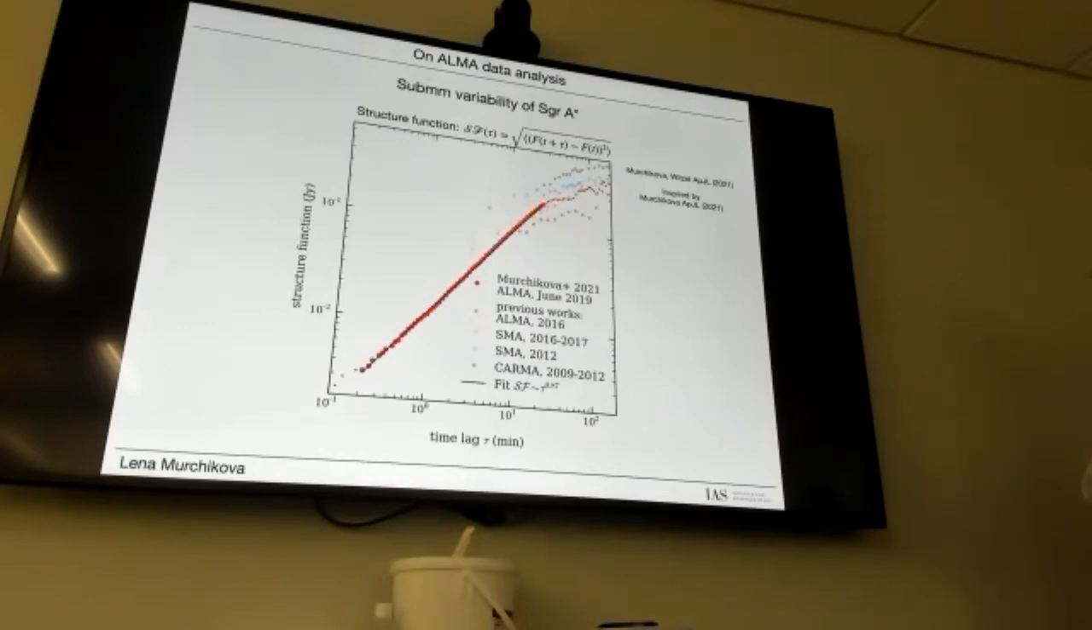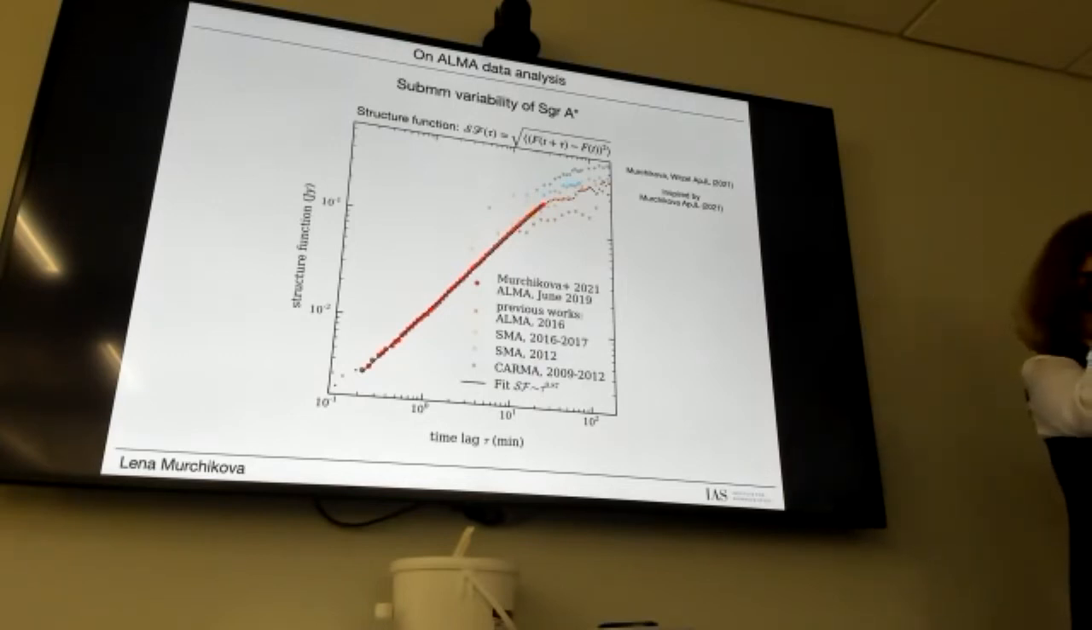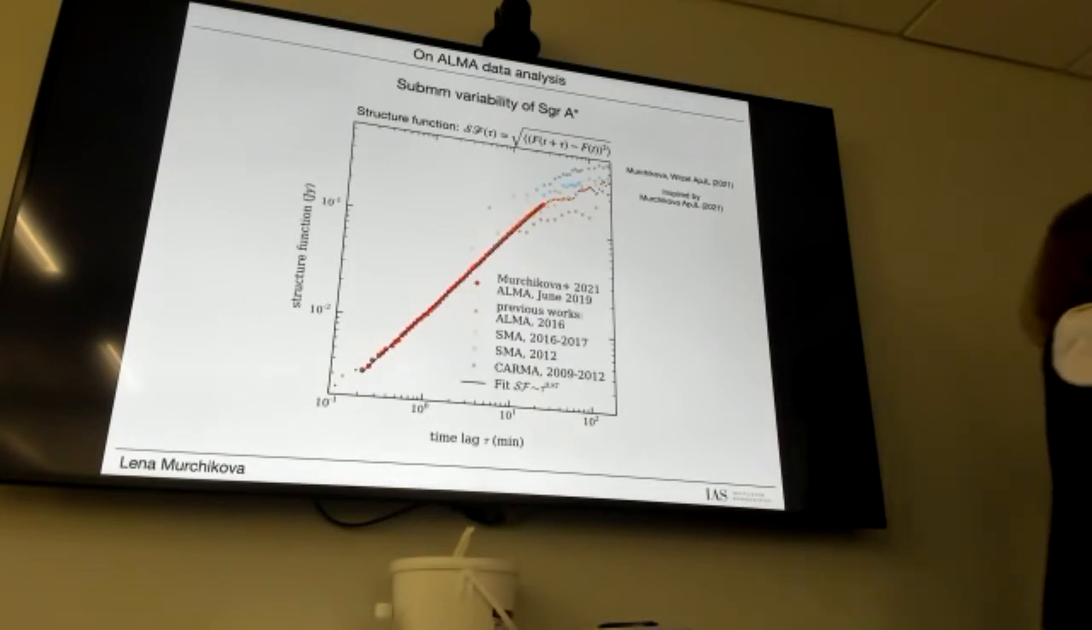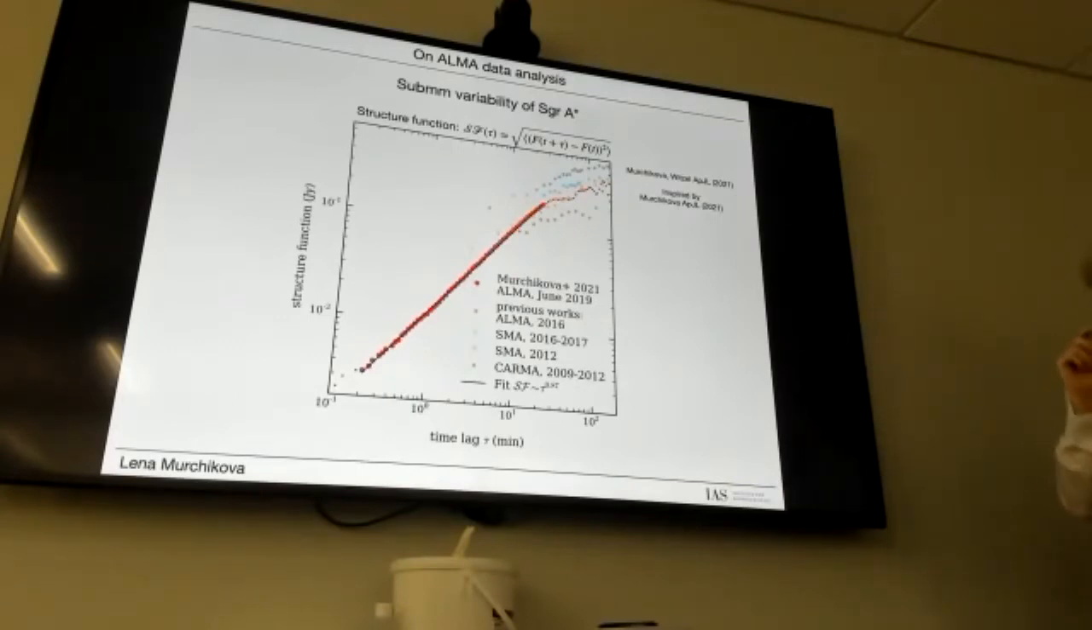That's a structure function, which is in this case defined so that you have light curves, flux with time. You take your tau, time difference, you shift it in your light curve and see flux here, subtract, square, drag it all across your light curve, and then average, take a square. And that's what is plotted. And this is published in my paper with Günther Witzel in 21.